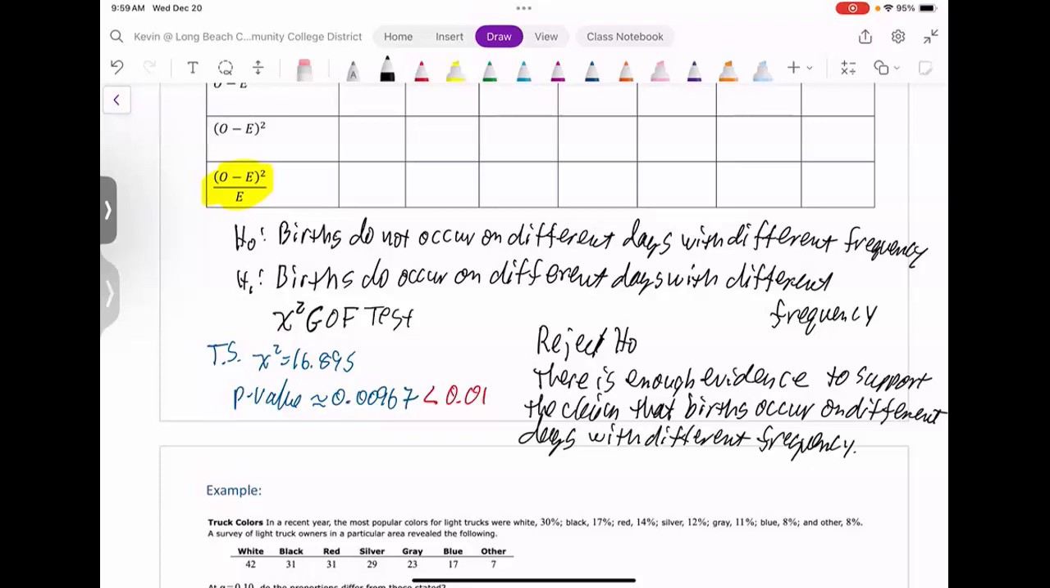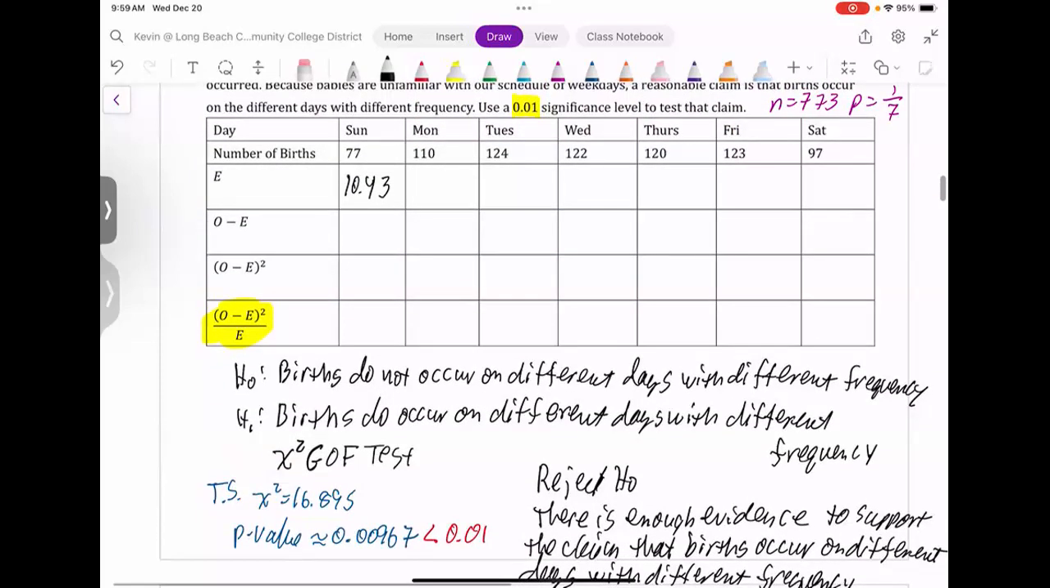Now, what does all that mean? That means that somehow different days of the week are going to have more births, and other days of the week are going to have fewer births, which is weird. Just based on the data that we see here, it looks like the weekends have fewer births, and days during the week have more births, peaking on Tuesdays for whatever reason.